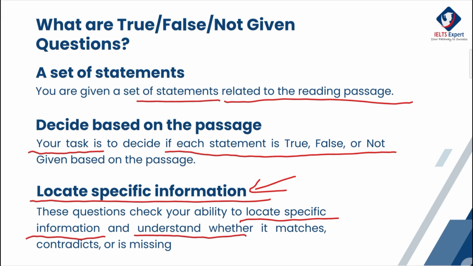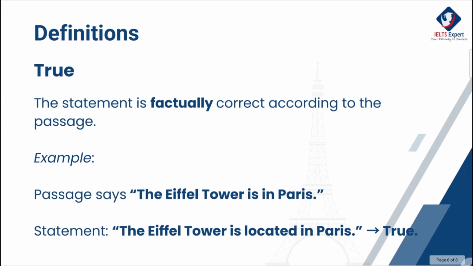So that is one of the skills needed to get the correct answers for these types of questions. Right. Now we are going to talk in detail. For example, if you look at our example passage, this is our example passage. The Eiffel Tower is in Paris.